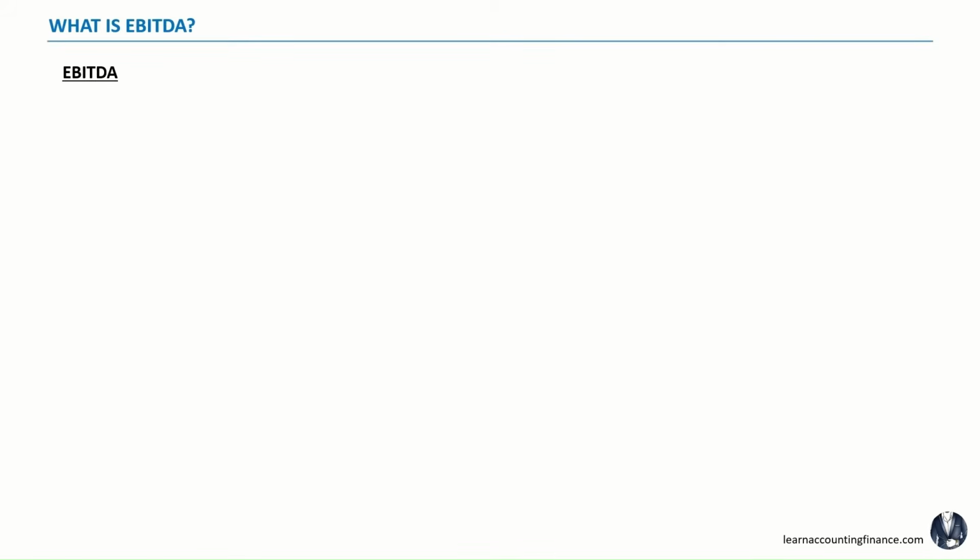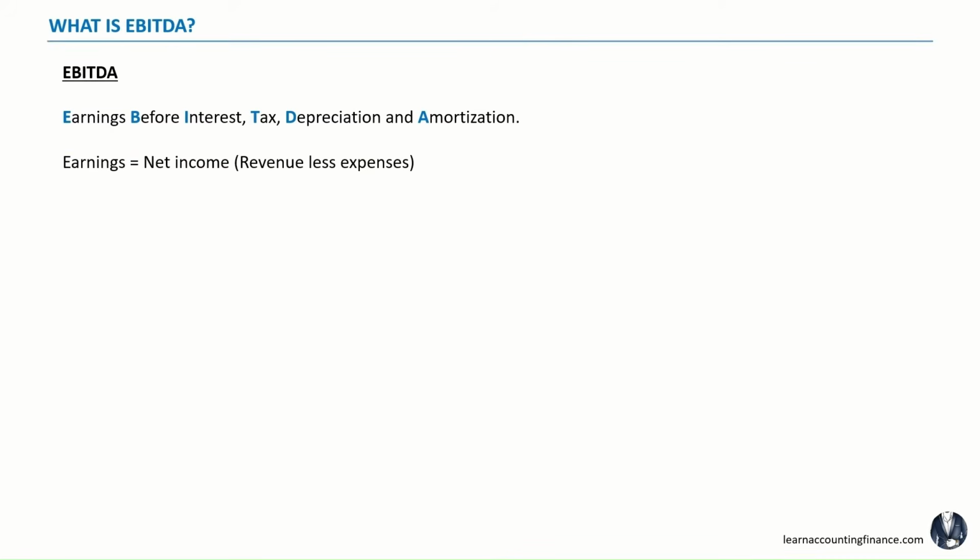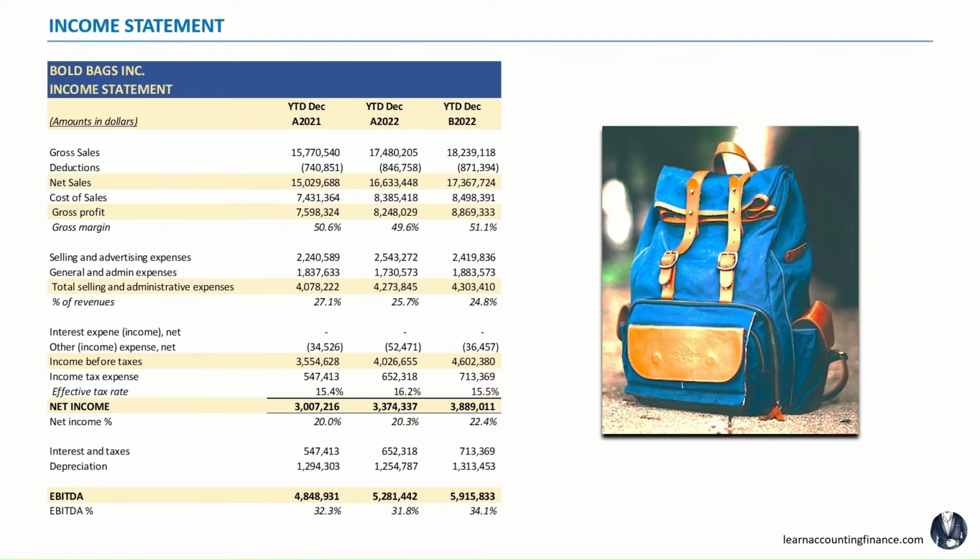So since we'll be talking a lot about EBITDA, it's a good idea to just quickly go over what EBITDA is. EBITDA stands for earnings before interest, tax, depreciation, and amortization. Now, what are earnings? Earnings are net income, which means revenue less expenses. Let's take a look at our example income statement.